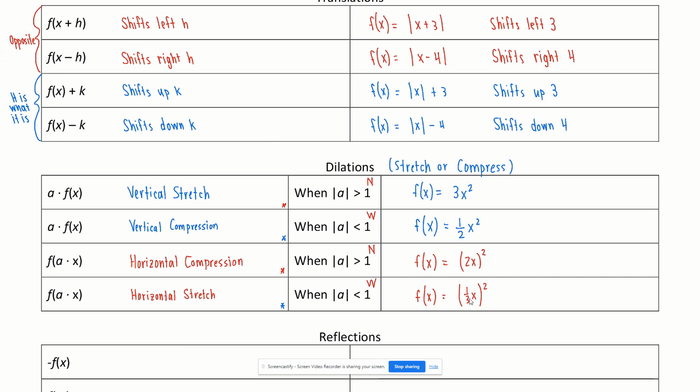These two are both less than 1, so it has to get wider. It's happening on the outside here, so it has to be a vertical compression. It's happening on the inside here, so it has to be a horizontal stretch.